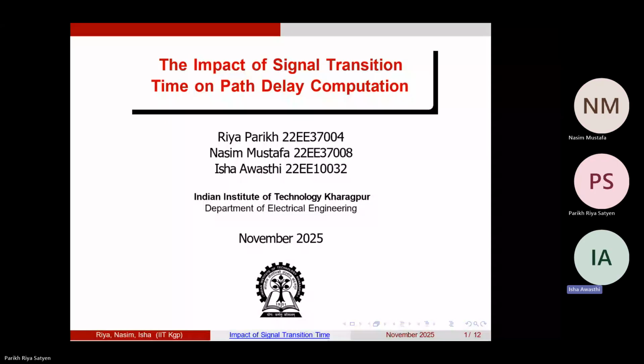Hello everyone, I am Isha, and today I'll be starting our presentation on the impact of signal transition time on path delay computation. This work is part of our digital VLSI course and it explores how the transition time of a signal, that is, how fast or slow a signal rises or falls, can significantly influence both gate delay and overall path delay in digital circuits.